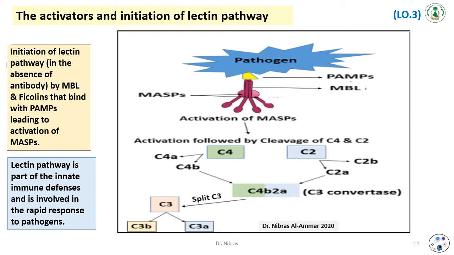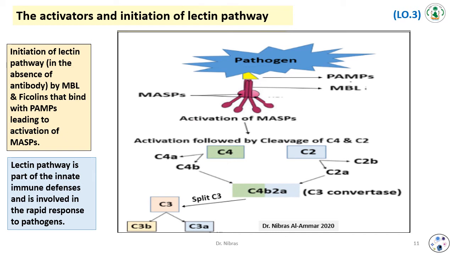Let us remember that the lectin pathway is part of the innate immune defenses and is involved in the rapid response to pathogen. Here in this diagram, the pathogen with its PAMPs binds with MBL, mannose-binding lectin, and ficolin, which are already bound with MASPs, the mannose-associated serine proteases. After this complex binds together, activation of MASPs will occur, followed by cleavage of C4 and C2, C4 into C4a and C4b, C2 into C2a and C2b.